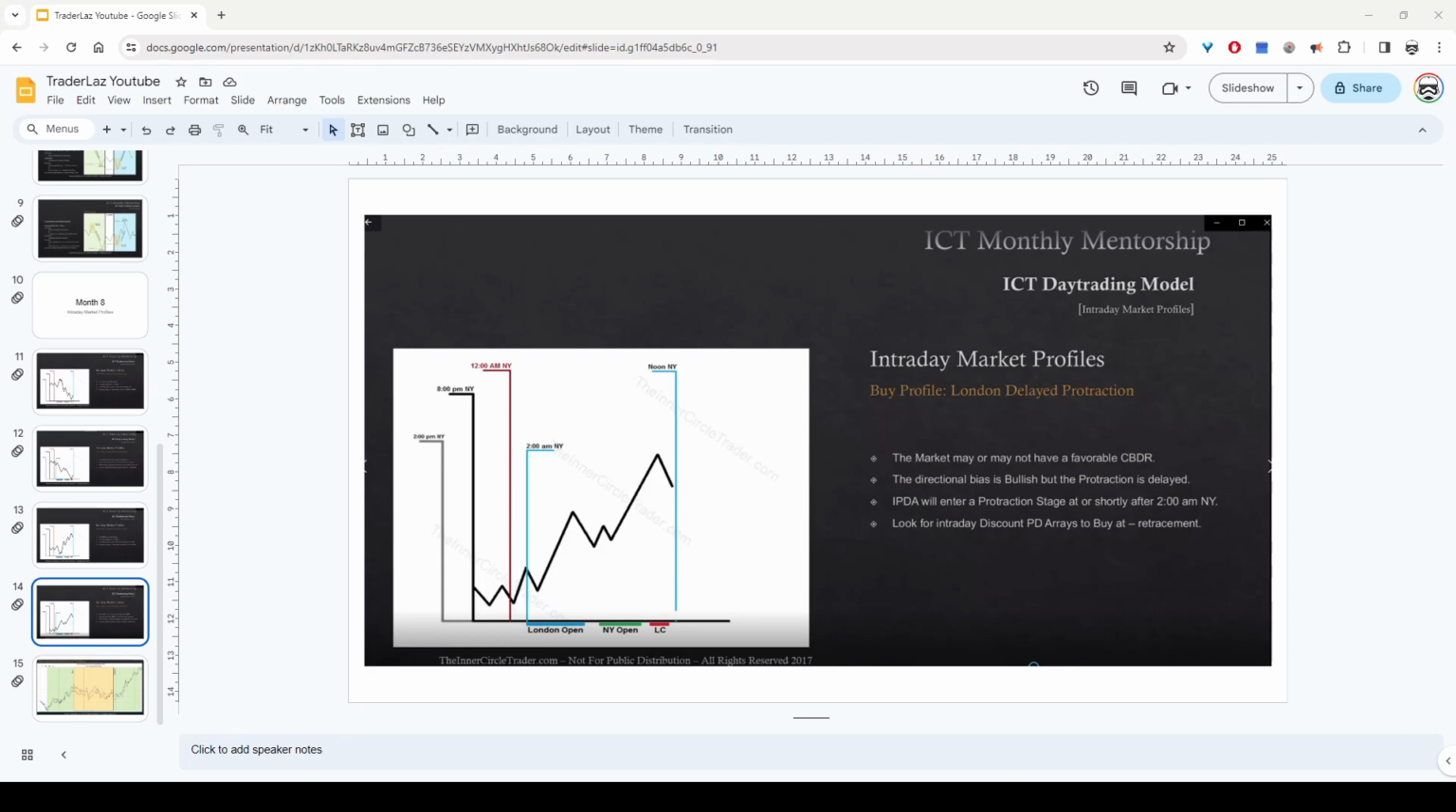So low, high is taken, low is taken off Asia. Low is taken, high is taken off London. Low is taken, high is taken off midnight to 8:30. So what do I expect to happen with the lunch range? High is taken, low is taken.